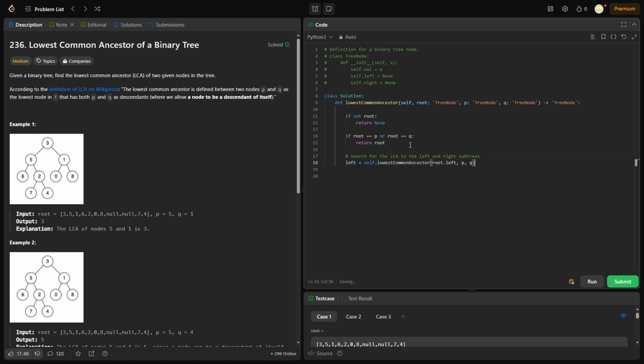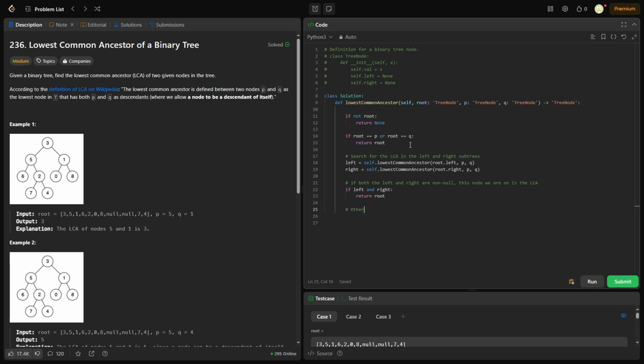We'll just copy this because we're going to do the same thing, except for the right side. So we're going to say right equals self.lowestCommonAncestor(root.right, p, q). Okay. Now, if both the left and the right are non-null, this node we are on is the LCA. So we're going to say if left and right, return root.